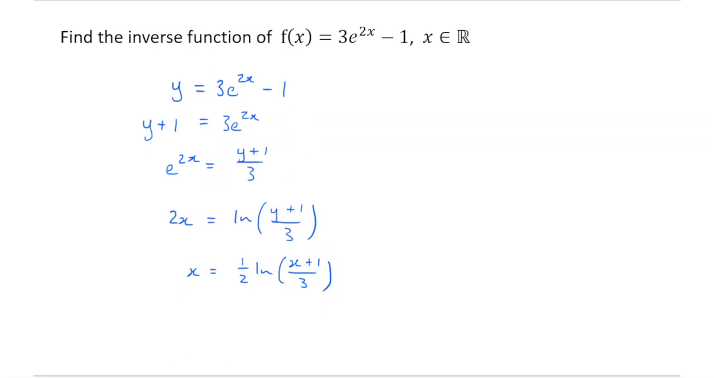Okay, and so then if we just convert that to the inverse function, we're going to replace the y's with x's. We've got a half ln, right, that there is supposed to be a y, beg your pardon.